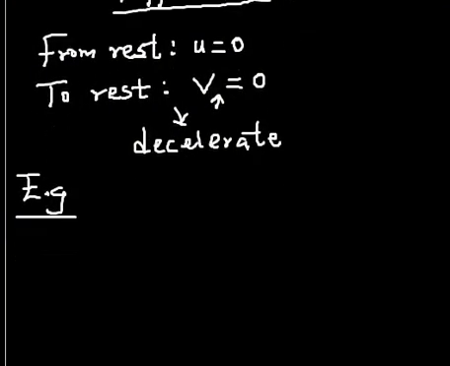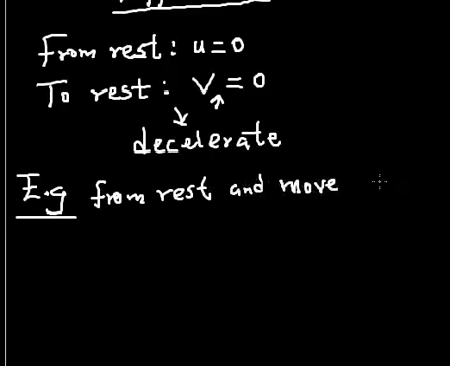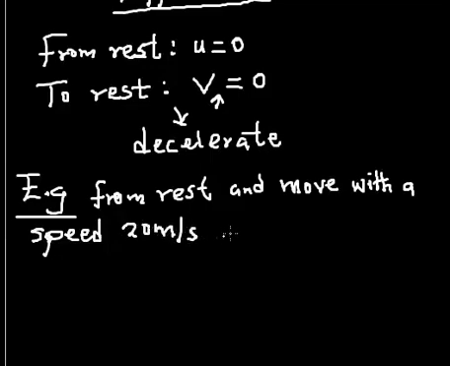For example, the question goes like this: a car starts from rest and moves uniformly with a speed of 20 meters per second for 2 seconds.